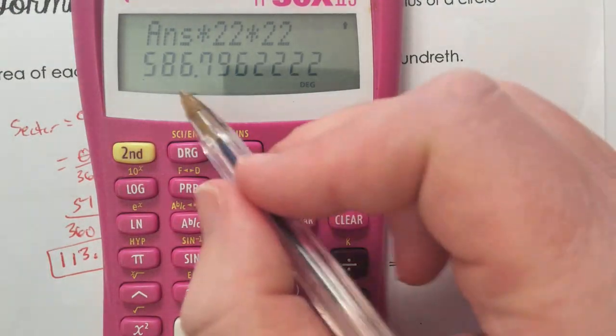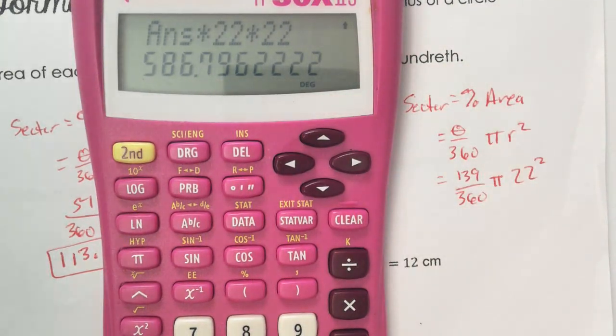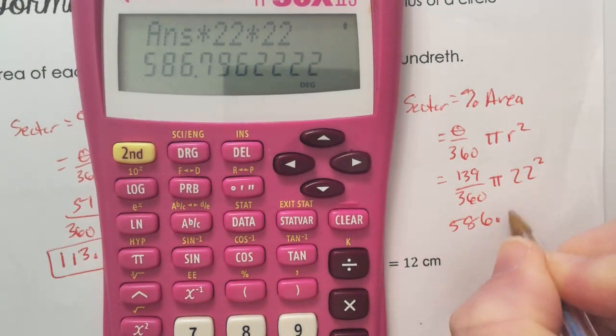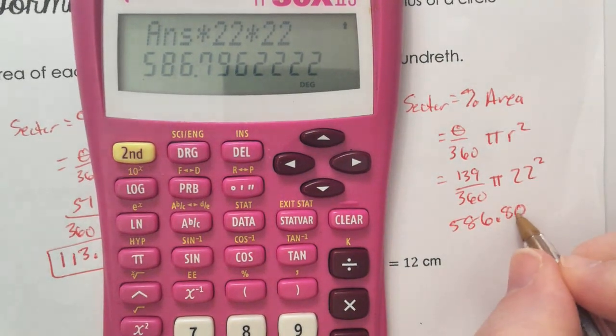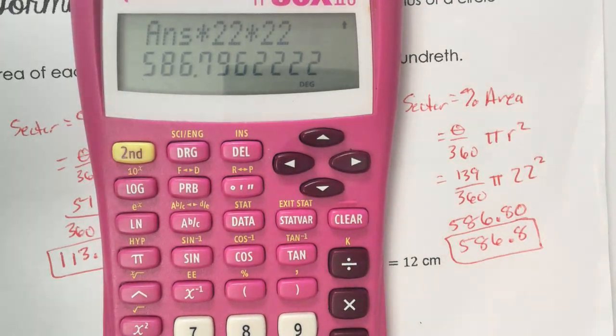And they said round to the nearest hundredth, so that'd be 0.79 or it would be 0.80. So 586.80 would be our rounded version, but we can just say 586.8. That would be the better answer.